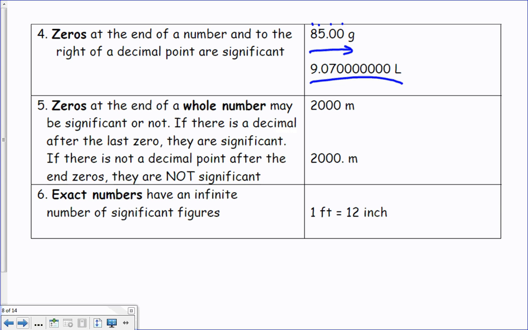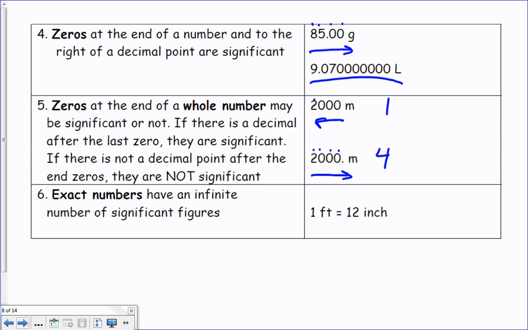Zeros at the end of a whole number may or may not be significant, depending on whether or not there is a decimal. Again, Pacific, Atlantic. This one's Atlantic. I'm going to read this way. This one's Pacific. I'm going to read this way. This one starts there. I have one significant figure. This one starts 1, 2, 3, 4. 4 significant figures. Same number, different amount of significant figures because of that pesky decimal.